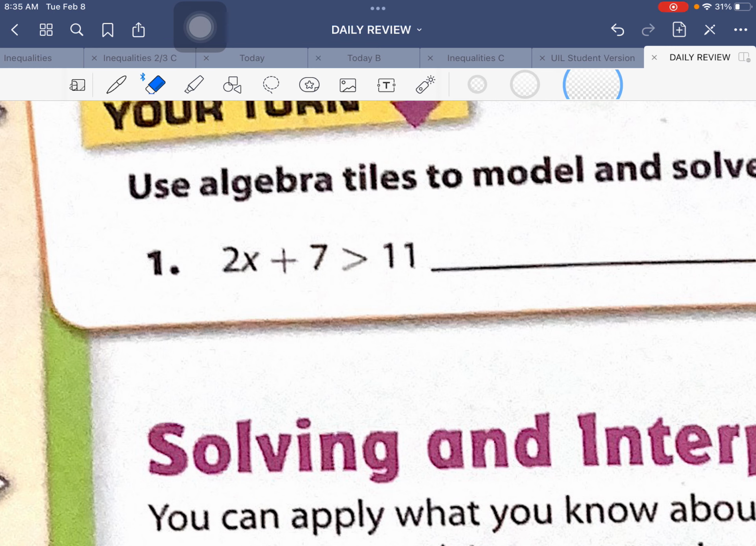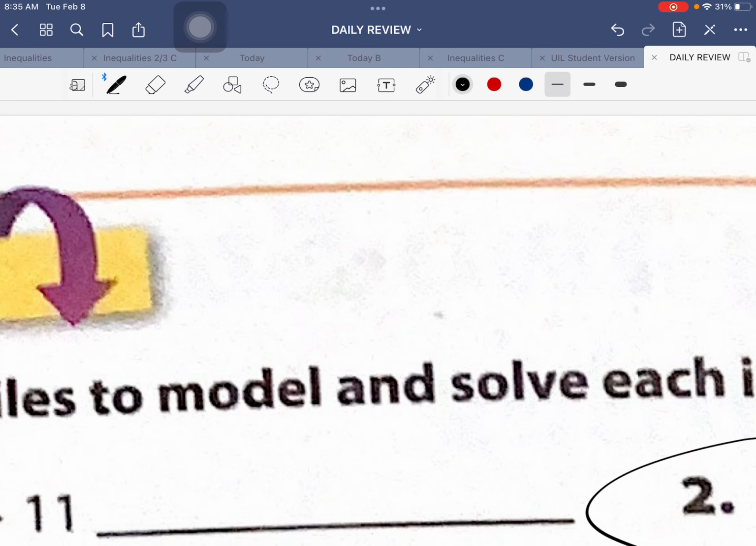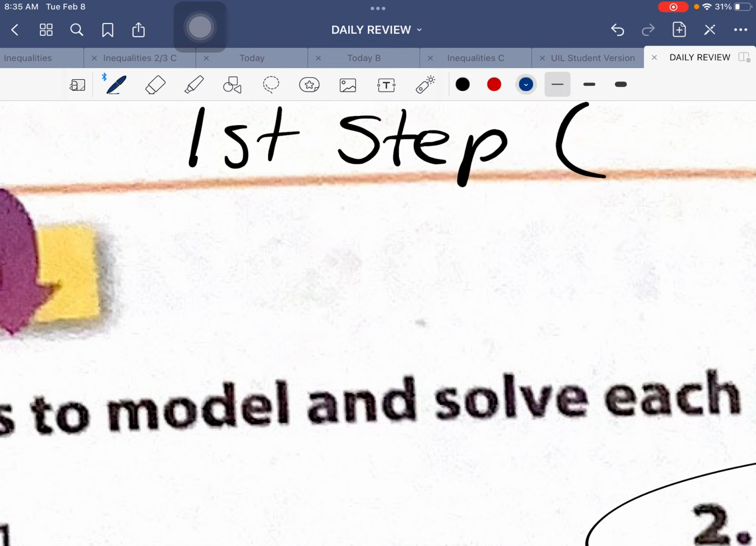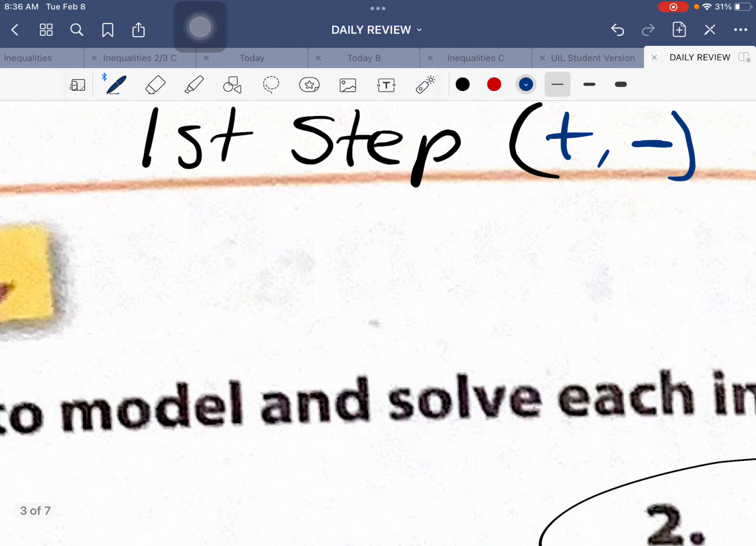Now, what do we do first? Subtracting, because the opposite of adding is subtracting. Opposite of adding or subtracting. That's the first step, guys. So I think it would be a good idea to write at the very top, first step, and then in parentheses, adding or subtracting. That should always be the first step. So go ahead and write that. First step is adding or subtracting.